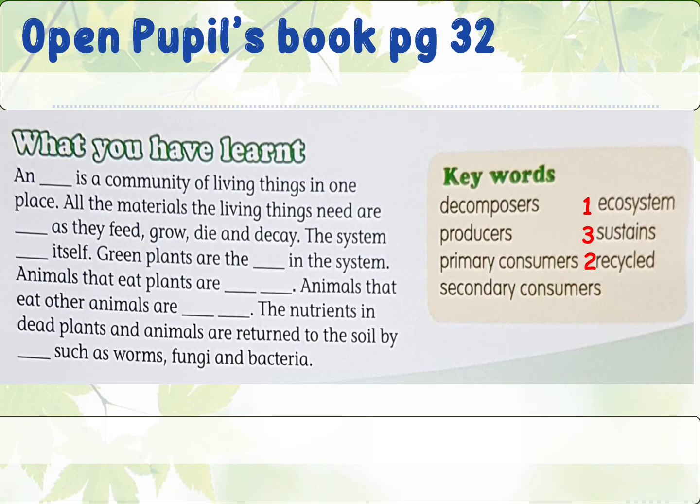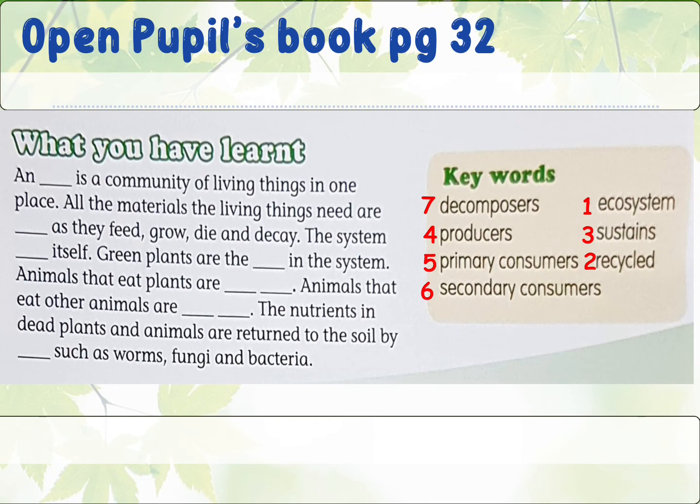So green plants are the producers. Animals that eat plants are called herbivores, and they are the primary consumers. What about those that eat other animals? They are secondary consumers. And the nutrients in the dead plants and animals are returned to the soil by decomposers such as worms, fungi, bacteria, etc.